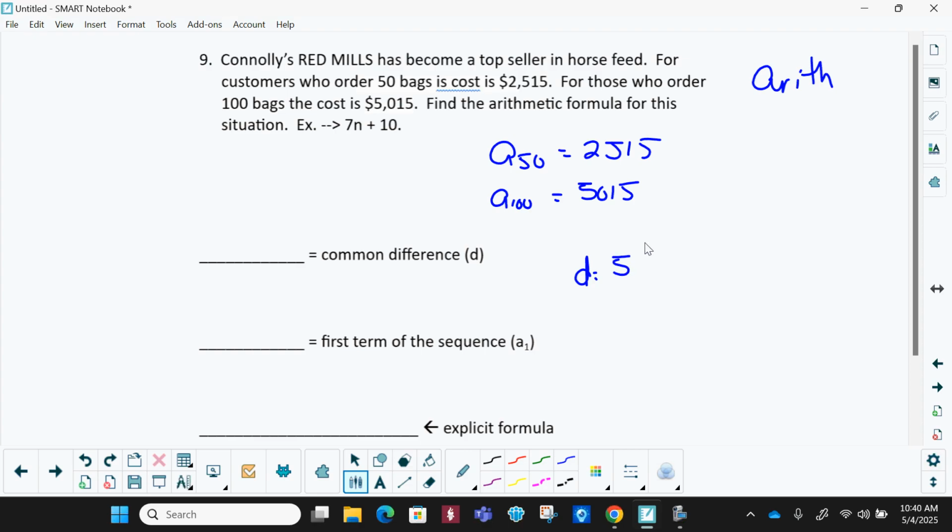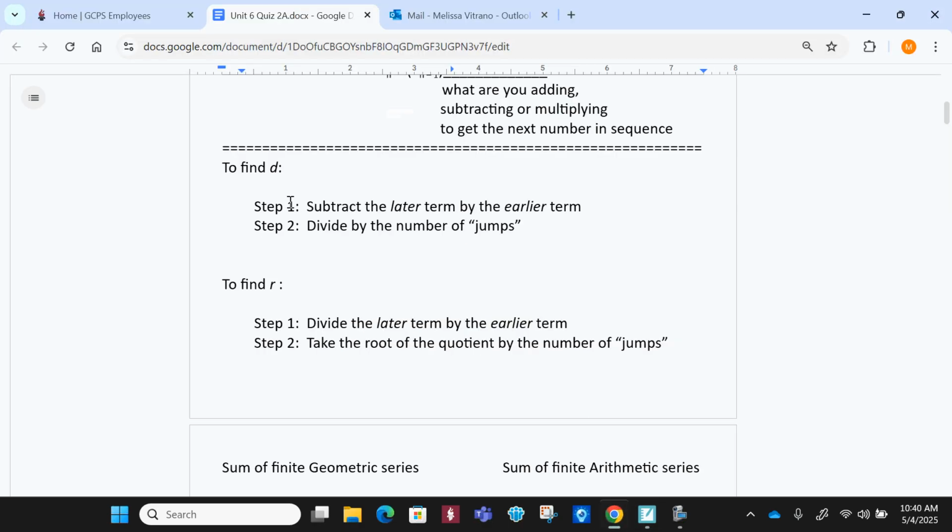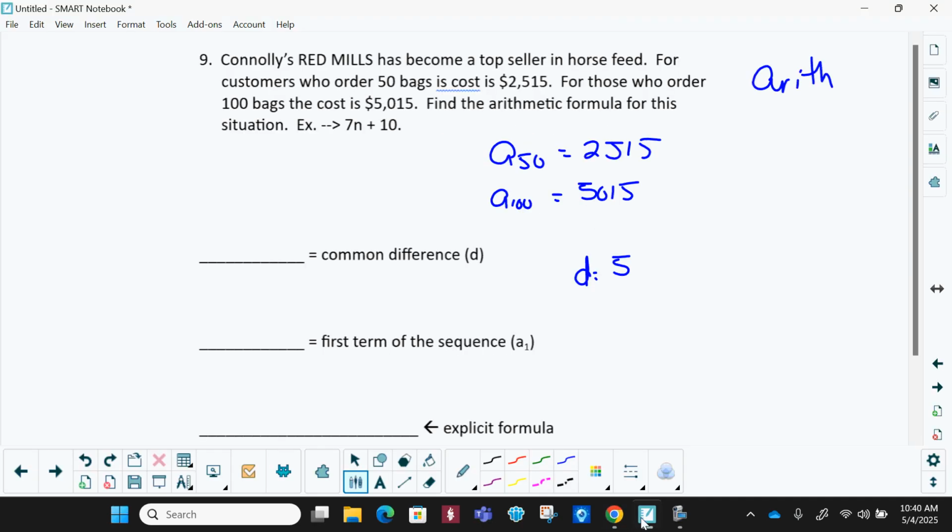Okay, so to find D, second term, and again, if you forget, it's right there on the separate paper on the first page. In that first box, subtract the later term by the earlier term, and then divide by the jumps. So 5,015 minus 2,515 over 100 minus 50. That's going to be 50, and this should be 2,500. So D is 50.